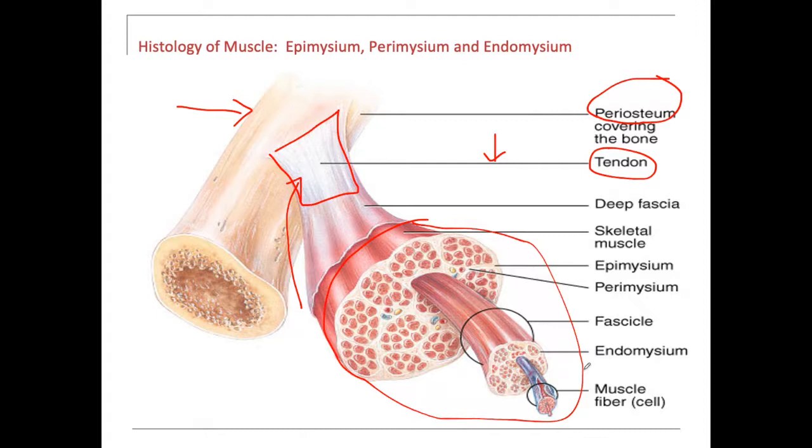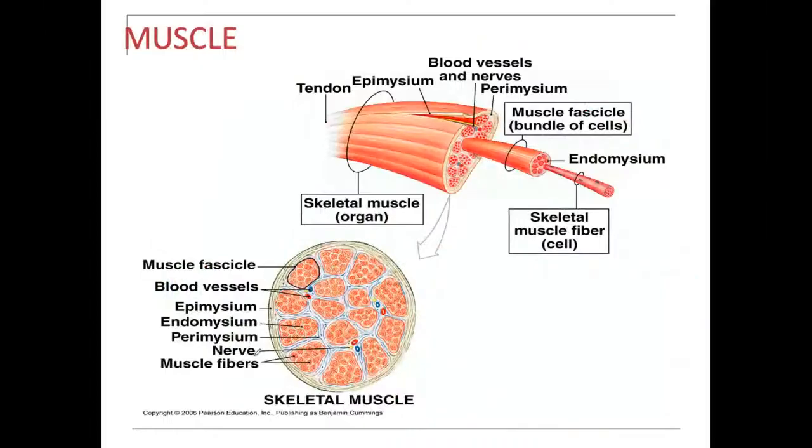The smaller microscopic parts, there are some terms here. We do have a muscle cell. We have an endomysium, fascicle, perimysium, and epimysium. These are some of the different terms. Now, let's see if I can show you here in this picture.